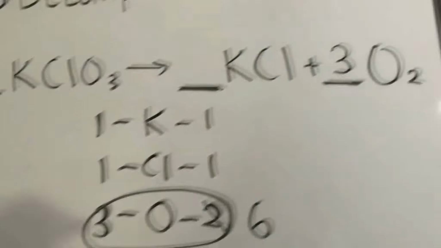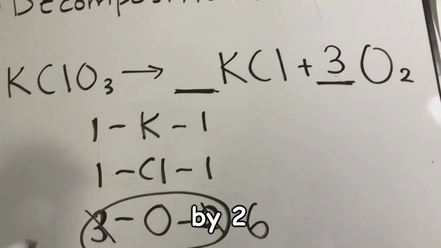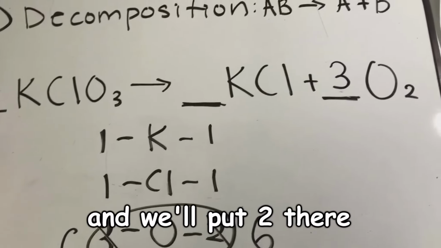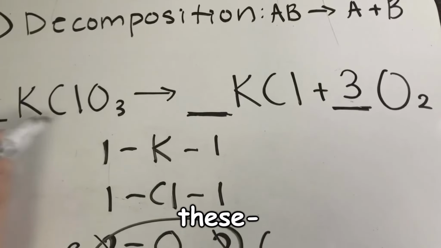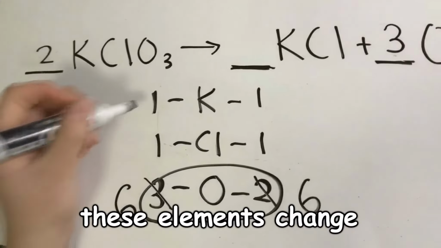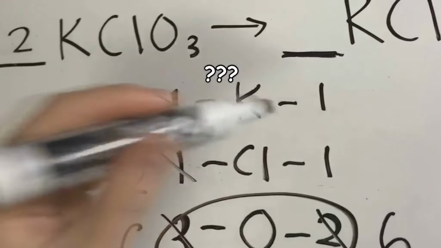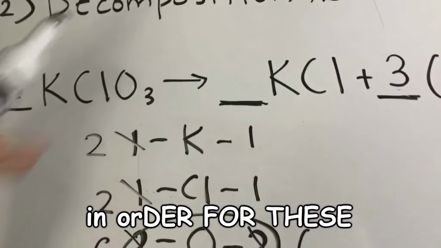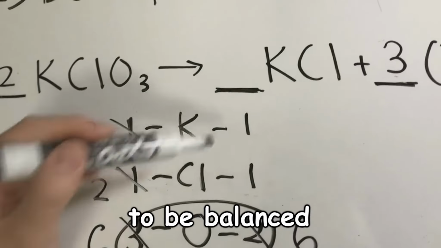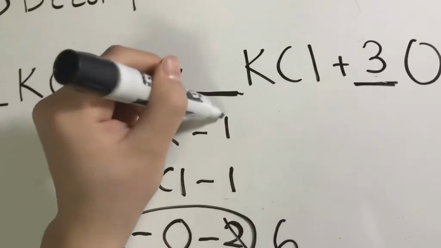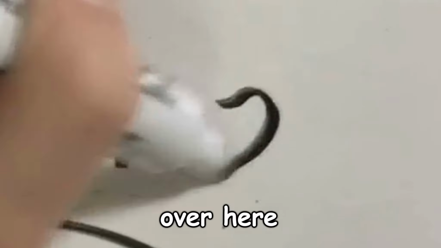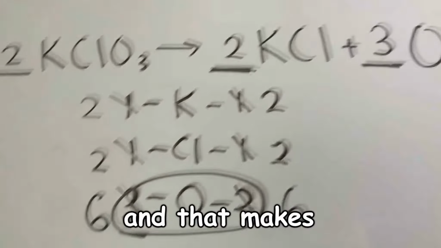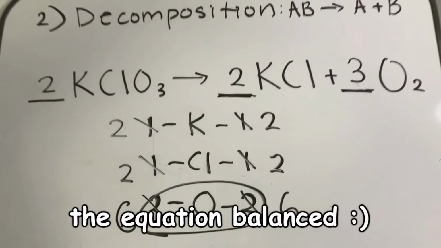So you put 3 here. And then you would multiply this by 2 to get 6, and you will put 2 there. Except when you do that, these elements change, and that makes them 2. So in order for these elements to be balanced with these elements, you would have to add 2 over here, and that makes the equation balanced.